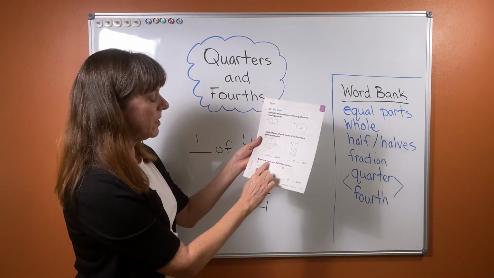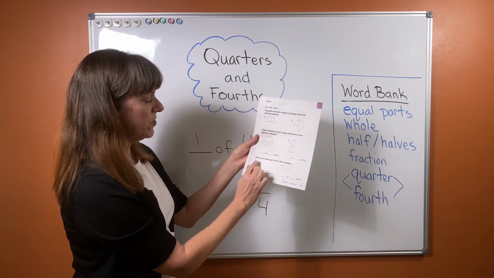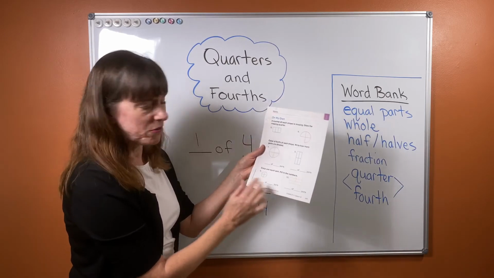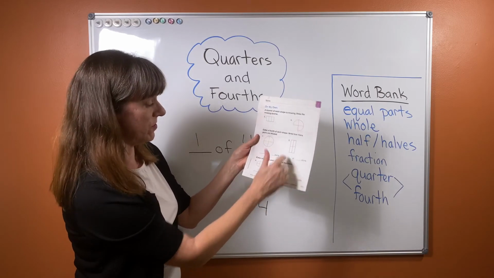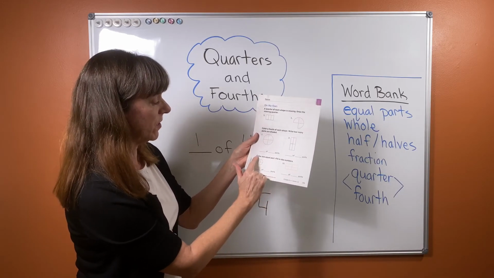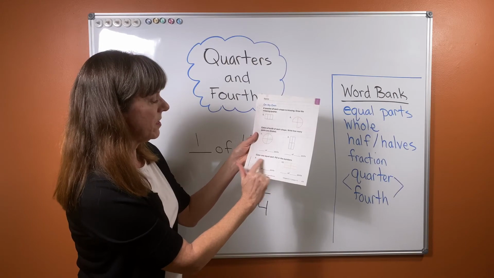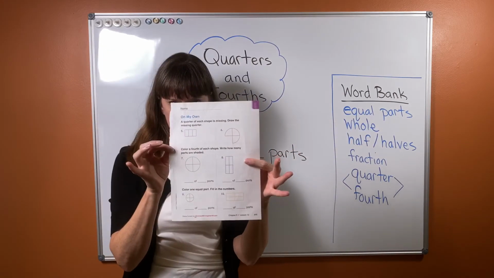Color 1 equal part, fill in the numbers. So I don't know why they separate. It's kind of the same instructions for both. And you're going to do the same thing here. So color one equal part and then fill in the numbers.